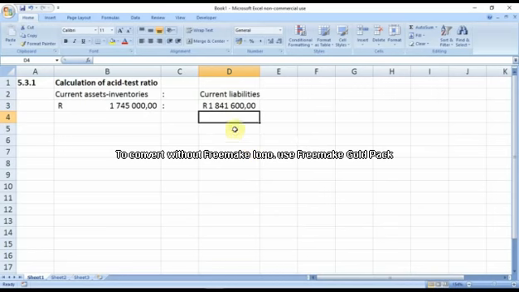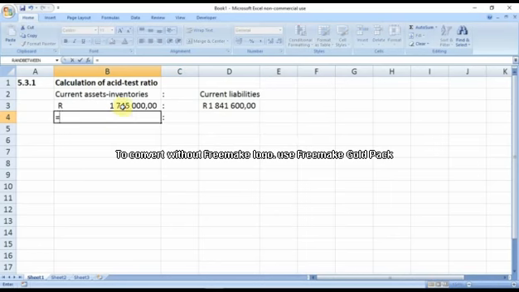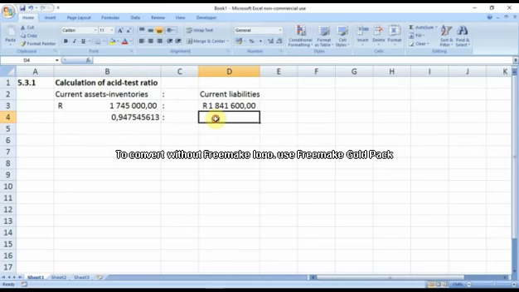Now, when we deal with ratios, we always want one on the right hand side. So we want to see how many current assets minus our inventories we have for every R1 of current liability. So that means both sides we have to divide by the 1,841,600. So we have 1,745,000 divided by the 1,841,600, and on the right hand side, if we divide anything by itself, it will give us 1 as required.